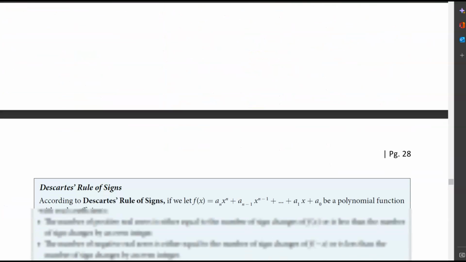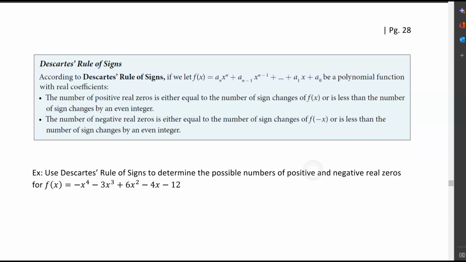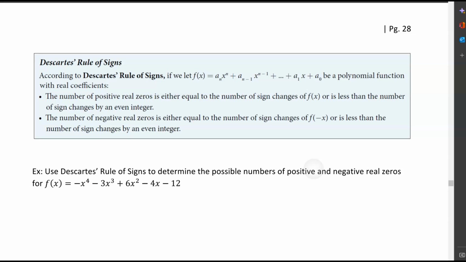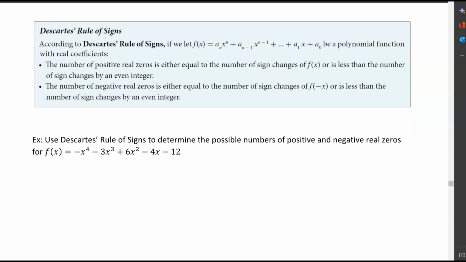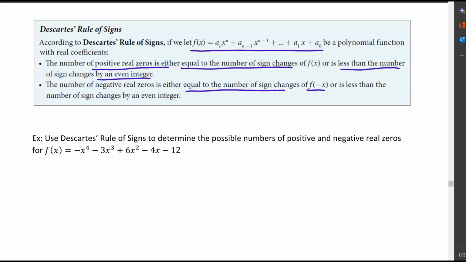All right, let's look at Descartes' rule of signs. This is the last one. According to Descartes' rule of signs, if we let f of x, our polynomial, be a function with real coefficients, the number of positive real zeros is either equal to the number of sign changes or less than the number of sign changes by an even integer. The number of negative real zeros is either equal to the number of sign changes or is less than the number of sign changes by an even integer, of this function.